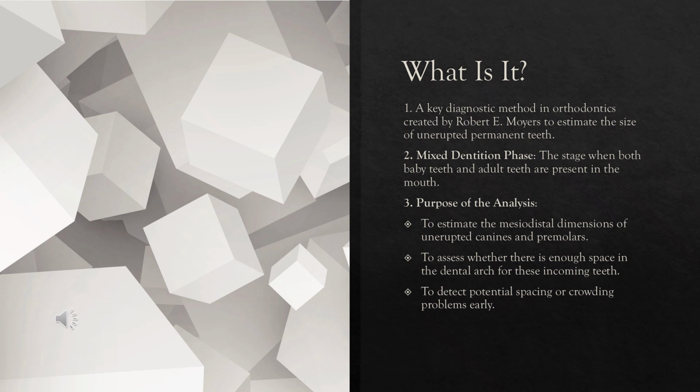The purpose of the analysis is to estimate the mesiodistal width of the unerupted teeth using just the measurement of the lower four permanent incisors. Then we compare the value to a prediction table to find out whether there is enough space in the dental arch. This helps us catch early problems like crowding or spacing issues, so we can plan early orthodontic treatment if needed.